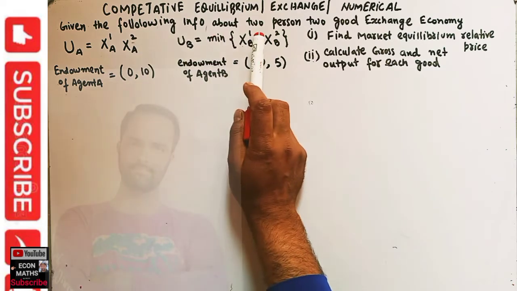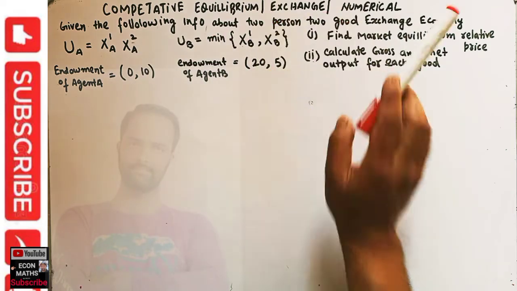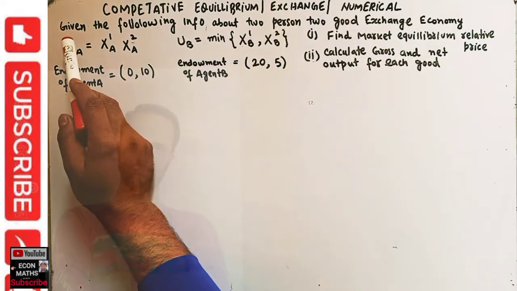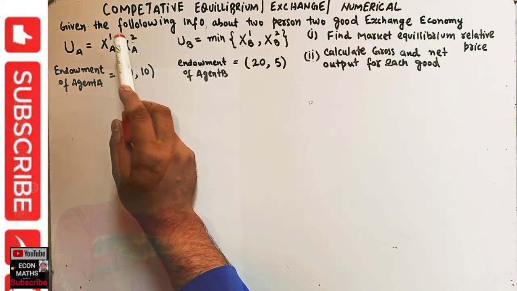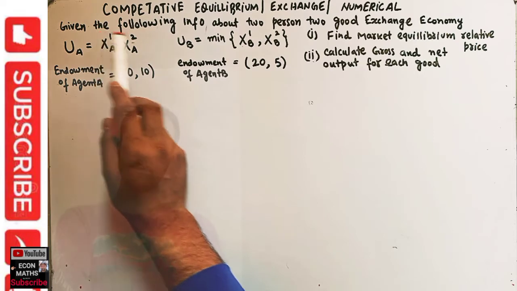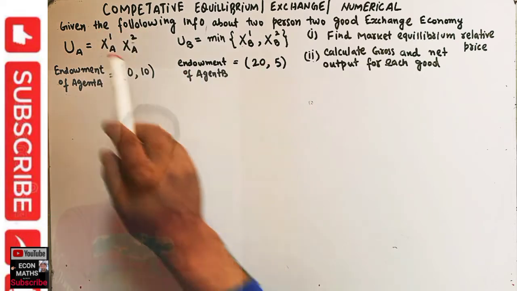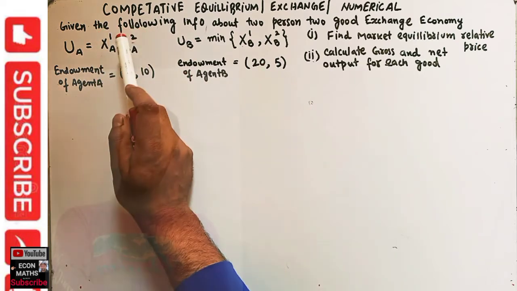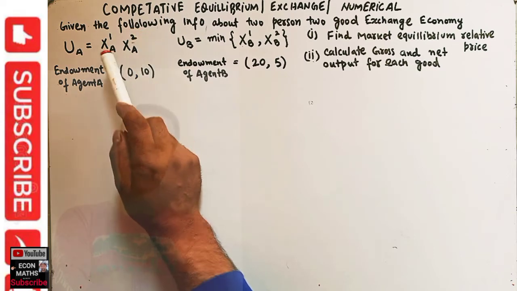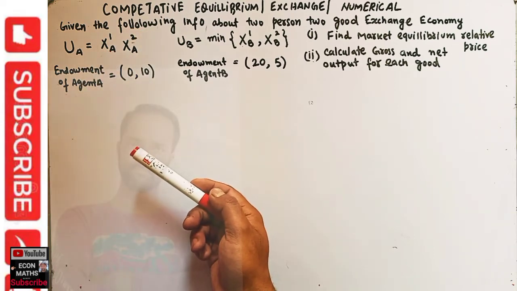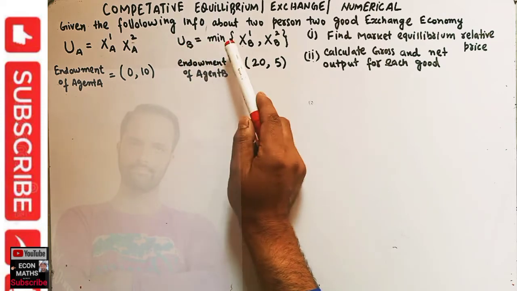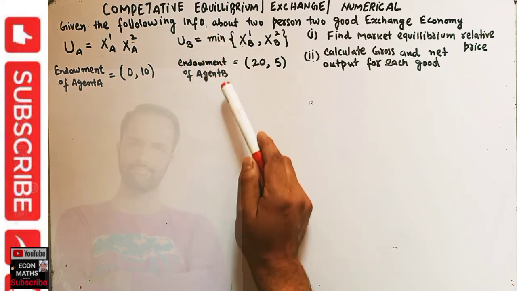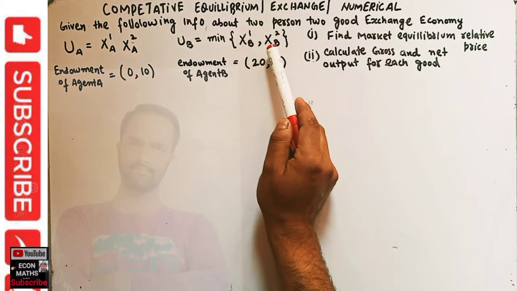We are given information about a two-person, two-good exchange economy model. The utility of person A is given by xa1 times xa2. These are not exponents here. Remember, 1 and 2 denote good 1 and good 2, and xa denotes agent A. Similarly, for agent B, the utility function is given as a min function, the minimum of xb1 and xb2.